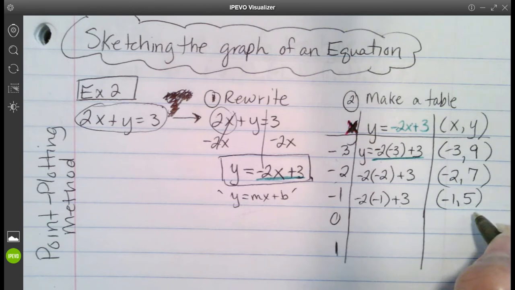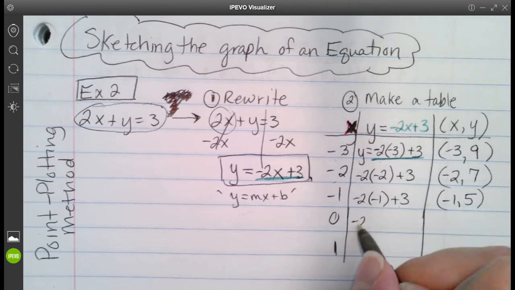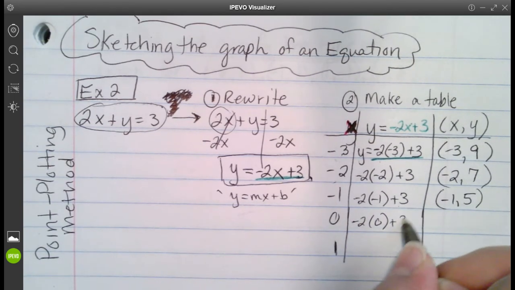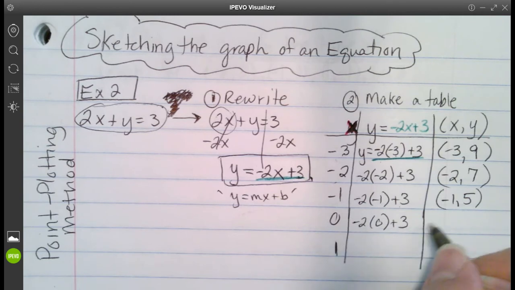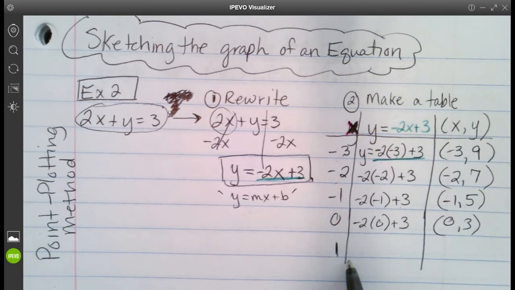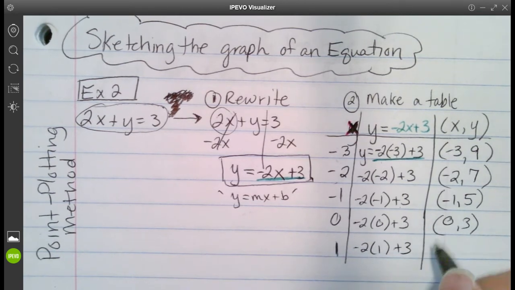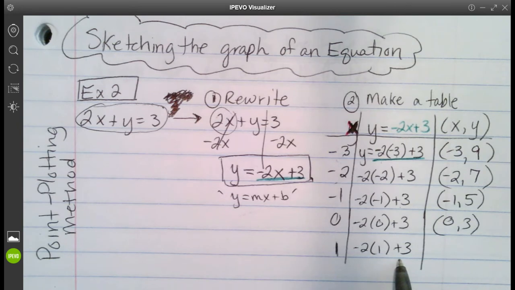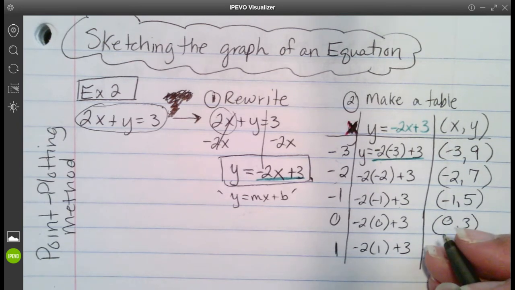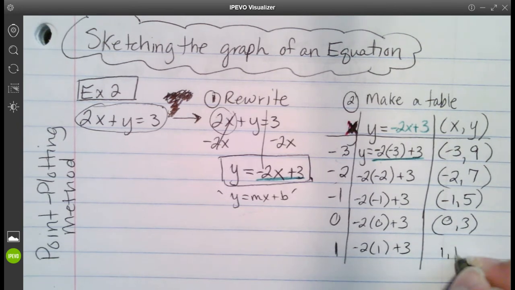And you should be seeing a pattern here. Negative 2 times 0 plus 3. 0 plus 3 is 3, so 0 comma 3. And last but not least, negative 2 times 1 plus 3. That's negative 2 plus 3, which is 1. So this would be 1 comma 1.